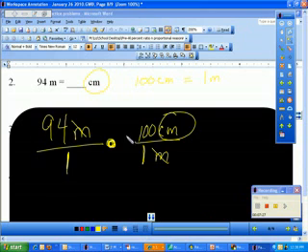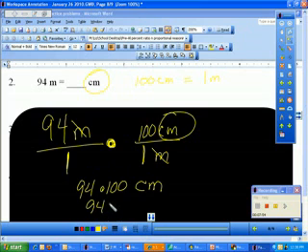So now we're just going to multiply straight across, 94 times 100. You still have centimeters on the top. Normally you would multiply everything that's on the bottom, but all you've really got left over is 1 times 1, so that would just end up being 1. So you've just got 9,400 centimeters. That should have been your answer.